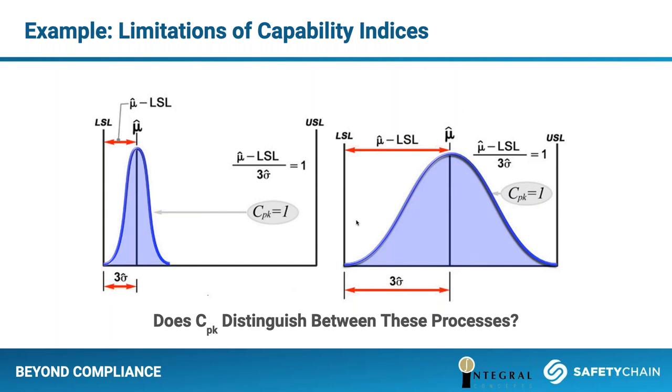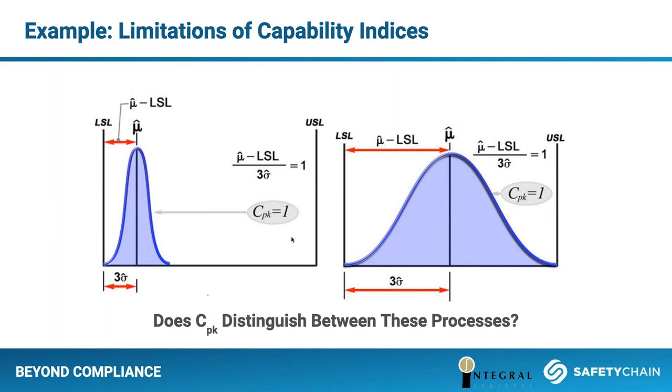If you look at these two curves on the left and the right, let's say these are two suppliers that could be supplying us with the same spec, and both of these suppliers have the same PPK or CPK. And what's disturbing to me is this left supplier has almost no variation, and this right supplier has a ton of variation, but they have the same capability index.